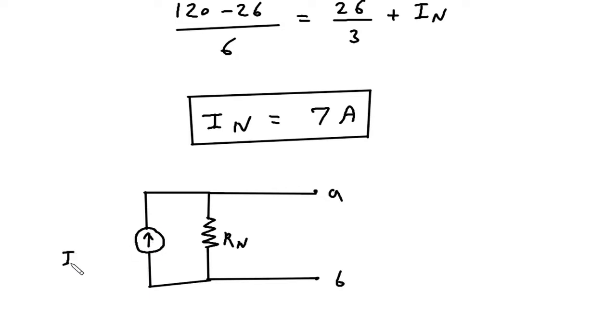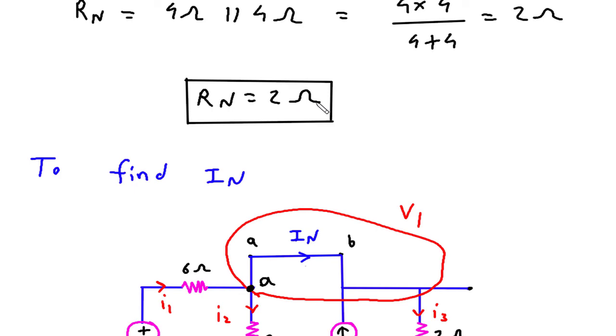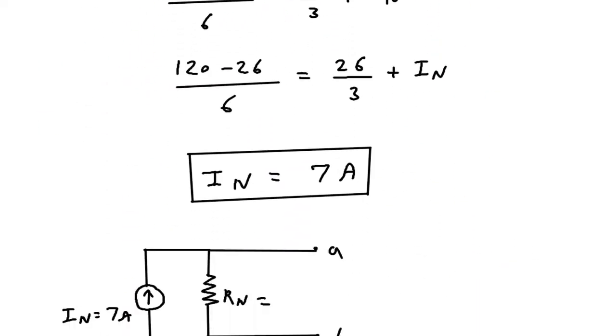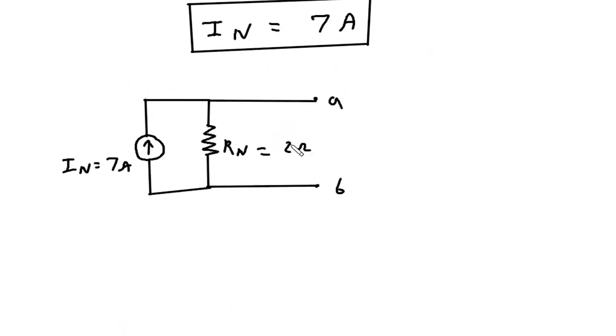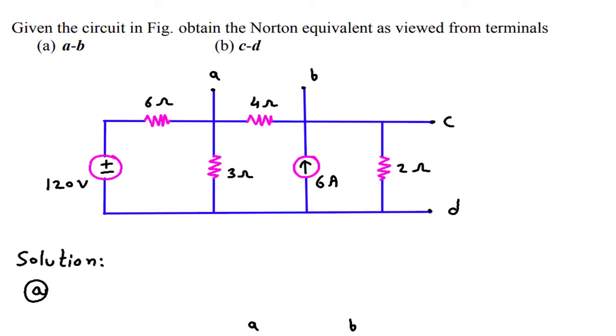So IN is equal to 7 ampere and RN is equal to 2 ohm. This is for terminal AB. Now we have to find for terminal CD.